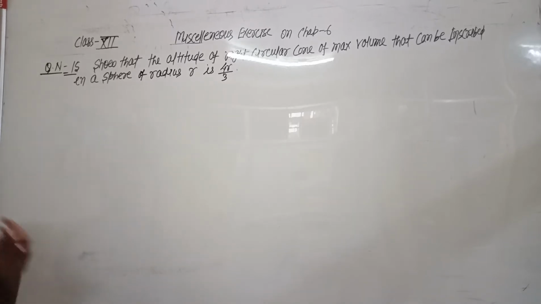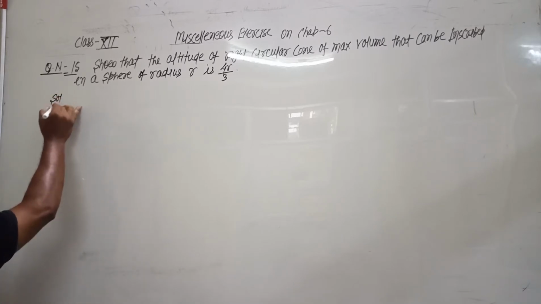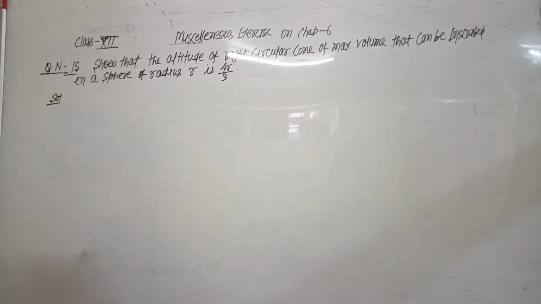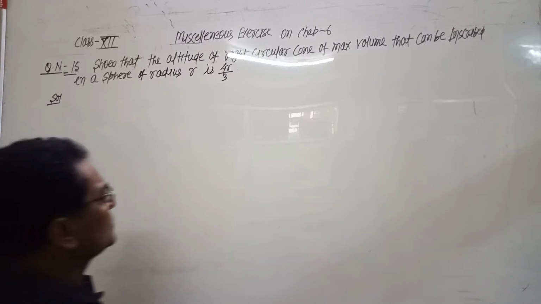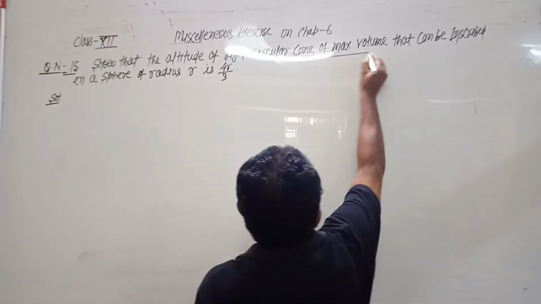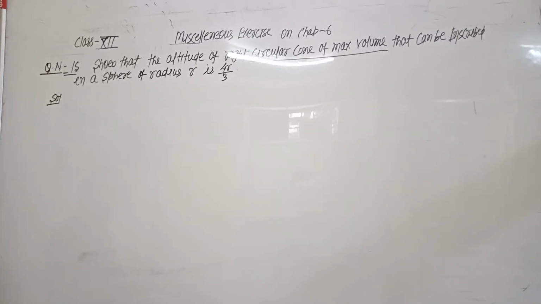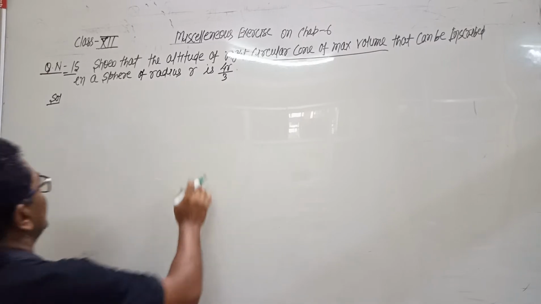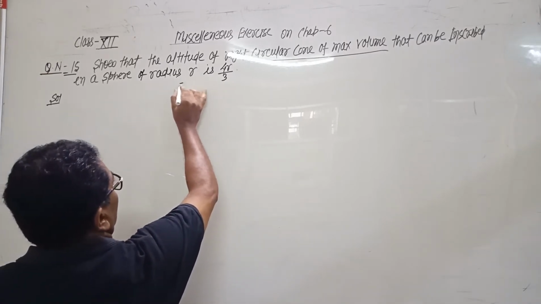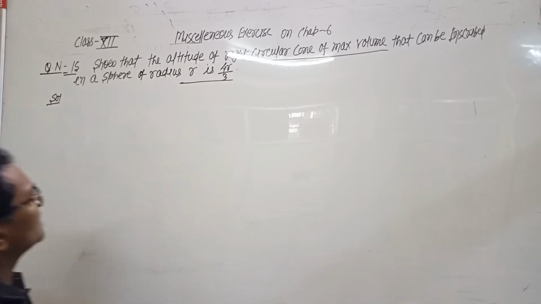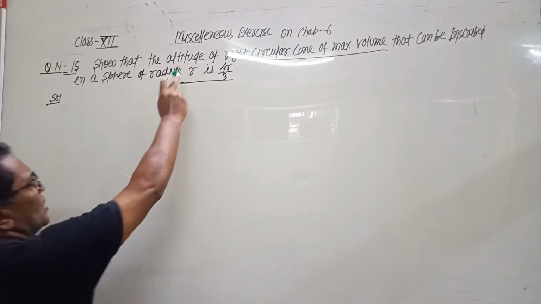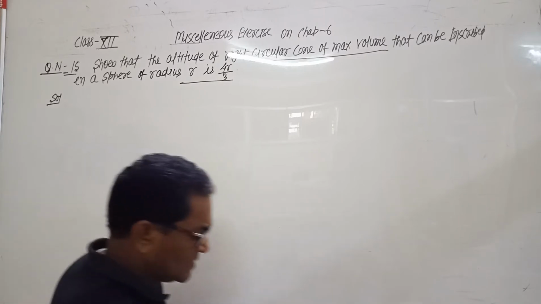We proceed with miscellaneous exercise on chapter 6, question number 15. Show that the altitude of the right circular cone of maximum volume that can be inscribed in a sphere of radius r is 4r by 3. The altitude of the cone is 4r by 3.